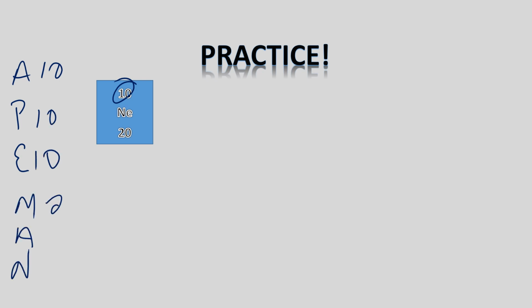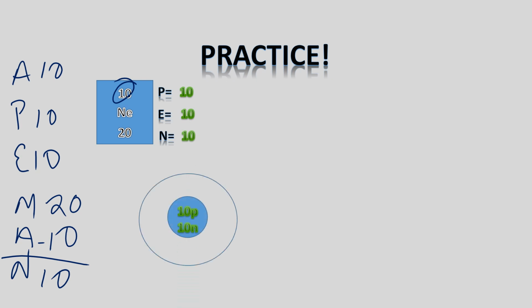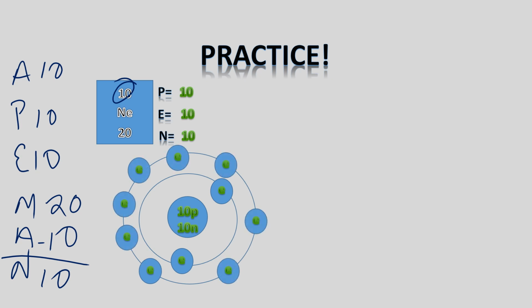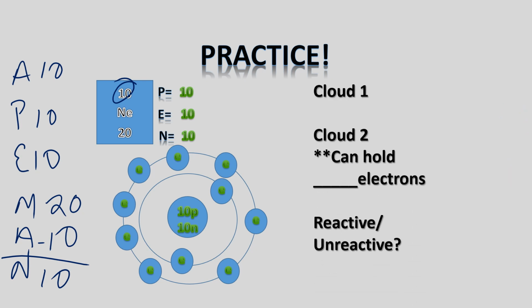Let's do another. Let's do neon. So 10, 10, 10. The mass is 20, so 10, 10, and 10. So I had 10. I got rid of 2. I had 8 left. I was able to put that in the second shell. I'm down to 0. And so now cloud 1 could hold 2. Cloud 2 could hold 8. That happens to be what's in there, and so this is unreactive.